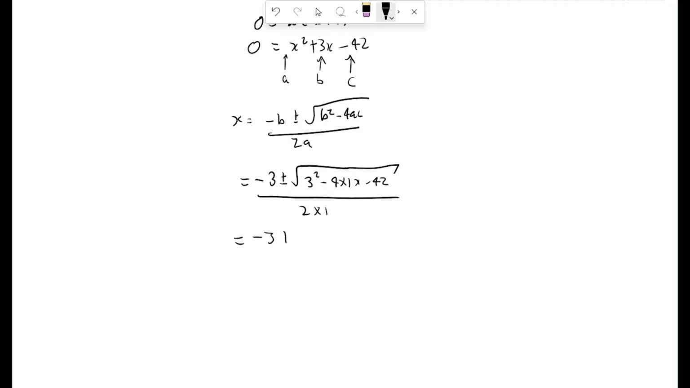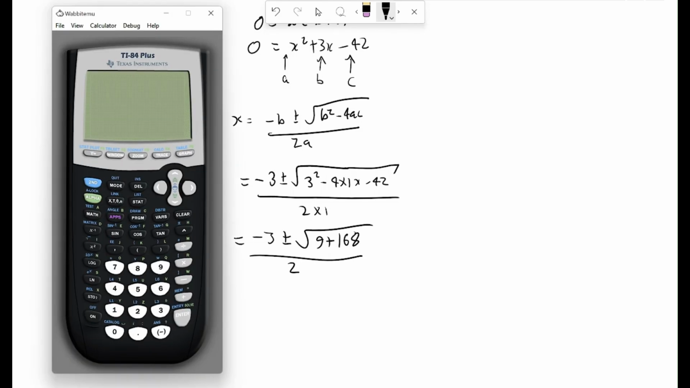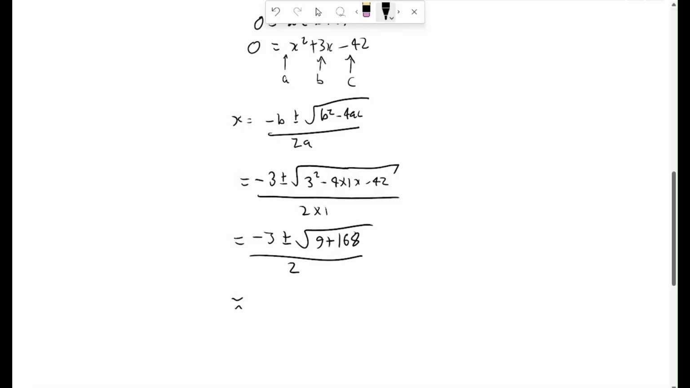So you're going to get minus 3 plus or minus square root of 9 plus, now 4 lots of 42 is going to be 168, over 2. And then we're going to have to grab our calculator and see what that is. So 9 plus 168 is going to give us 177. And if I try and square root that number, we're probably not going to have a lot of luck. So let's get our two answers. They're going to be minus 3 plus square root of 177 over 2. So that's going to give us one answer, 5.152.